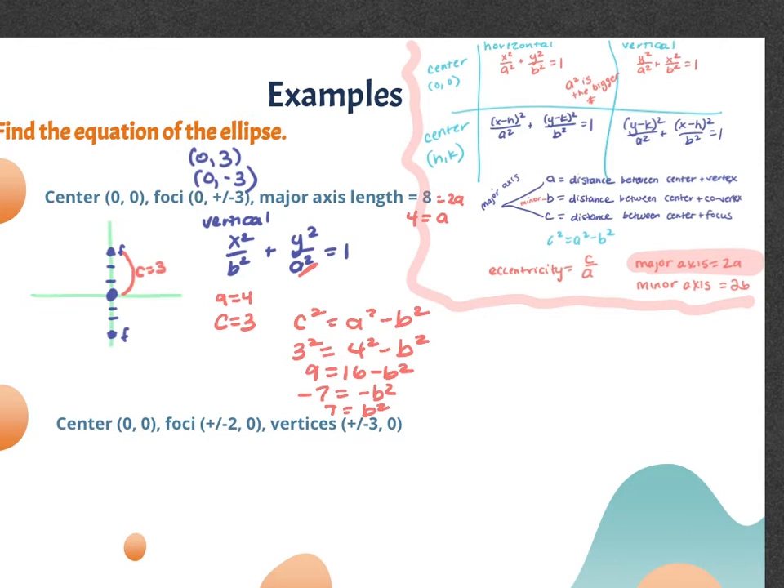How did you get the B? A squared minus, I'm sorry, how did you get the C? The foci. So we went up 3 and down 3. Oh, right. Yeah. So now I'm going to take this and I'm going to plug in the information I just found. X squared over b squared, which is 7, plus y squared over a squared, a was 4, so a squared is 16, equals 1.